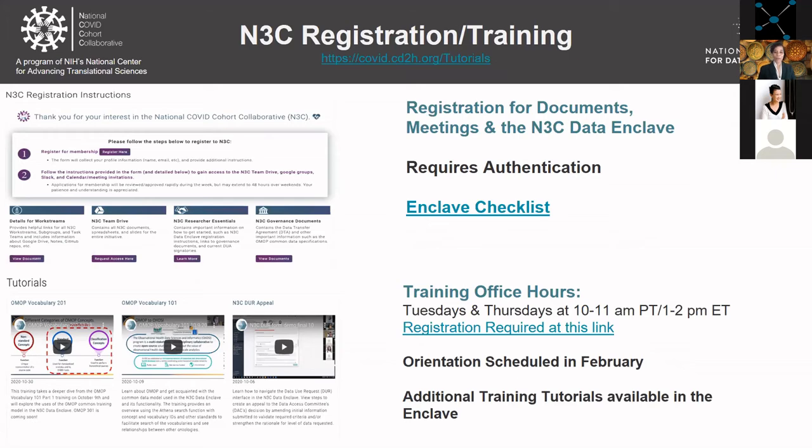So we do have training office hours twice a week, Tuesdays and Thursdays at 2 p.m. Eastern time. You can join those office hours. Our N3C training coordinator, Sean, will be there to help you. We also have orientation that has been scheduled. So we just kicked off new orientation, and I'll go through that in a moment. And then, as Judy pointed out, there are tutorials available in the Enclave, and we have other training too that's available online for you to take. Next slide.